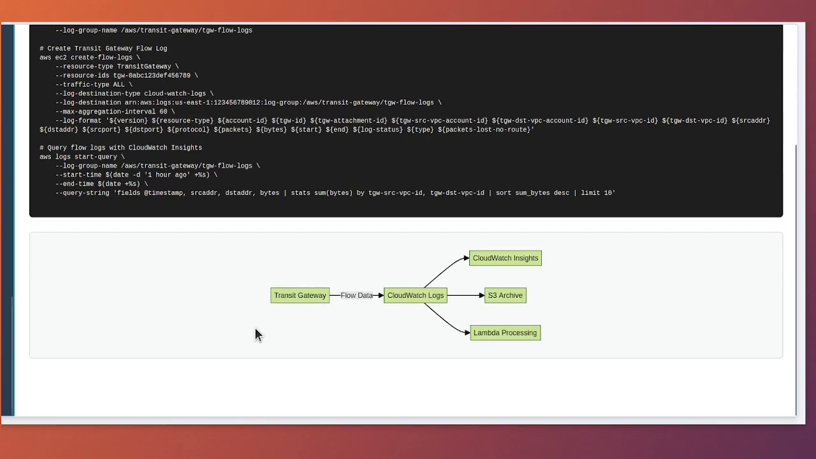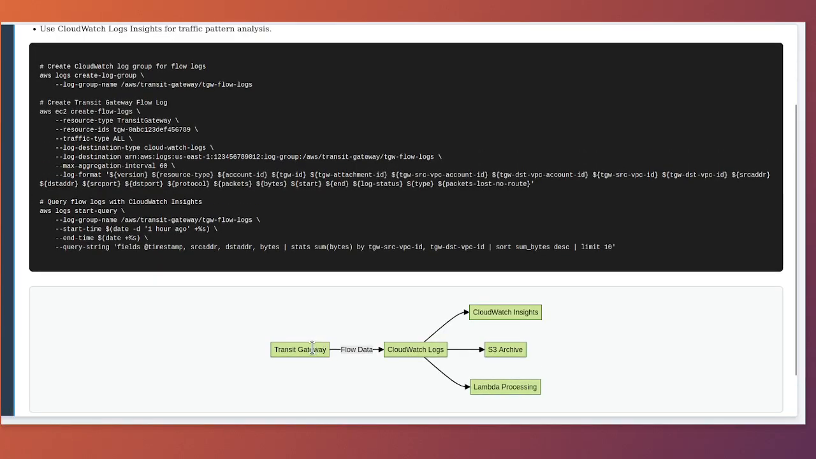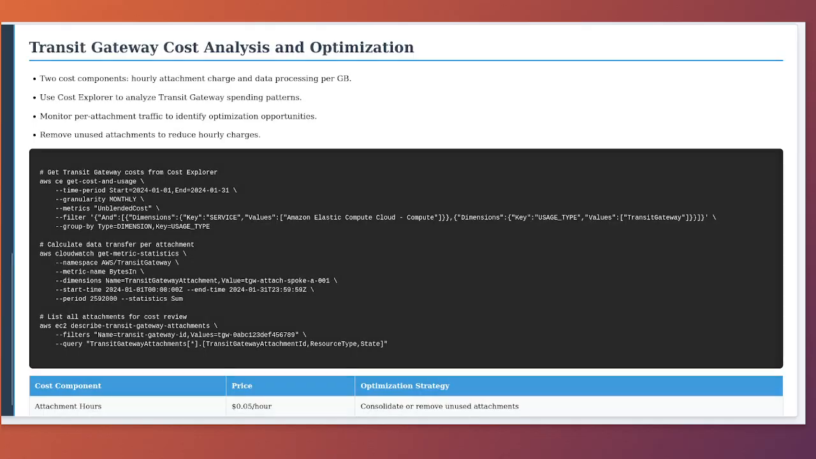Looking at the diagram, it shows the flow log data pipeline. At the left, the transit gateway box has multiple attachment connections represented by lines to VPC boxes. From the transit gateway, a dashed arrow labeled flow log data points to a CloudWatch Logs box. Inside CloudWatch Logs, a log group icon is shown with sample log entries. From CloudWatch Logs, two arrows emerge. One points to a CloudWatch Insights box representing query and analysis capabilities. The other points to an S3 bucket box for long-term archival.